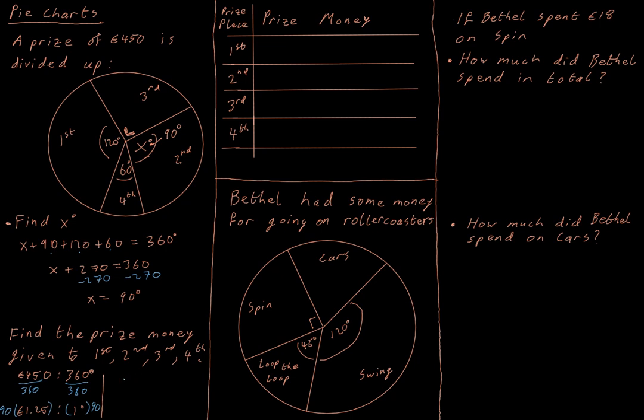So that 90 degrees would be 112.50. So that would be the second or third prize. So that's a way of approaching it in terms of ratio or proportion.